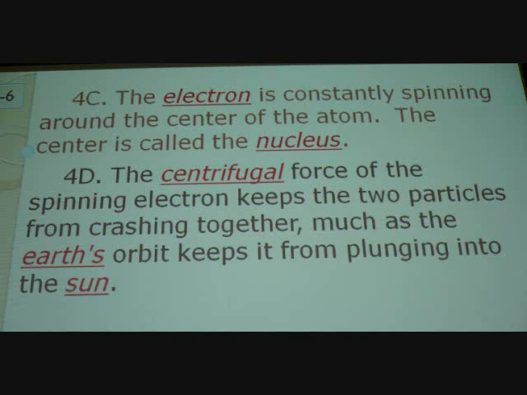The electron being negative, is it being drawn to the proton or pushed away? What do you think?